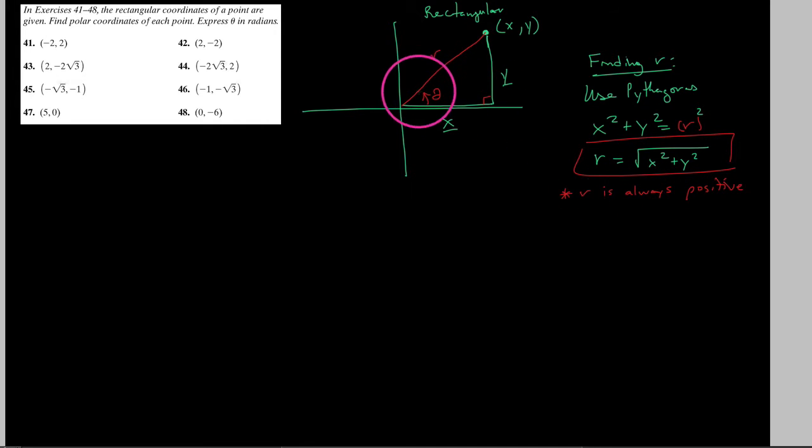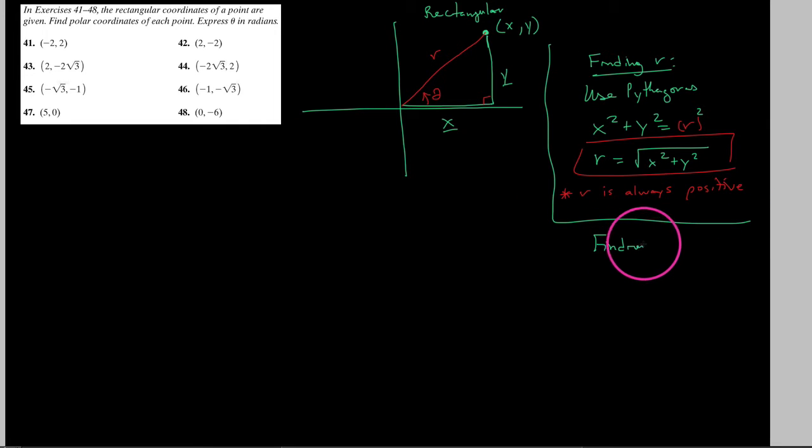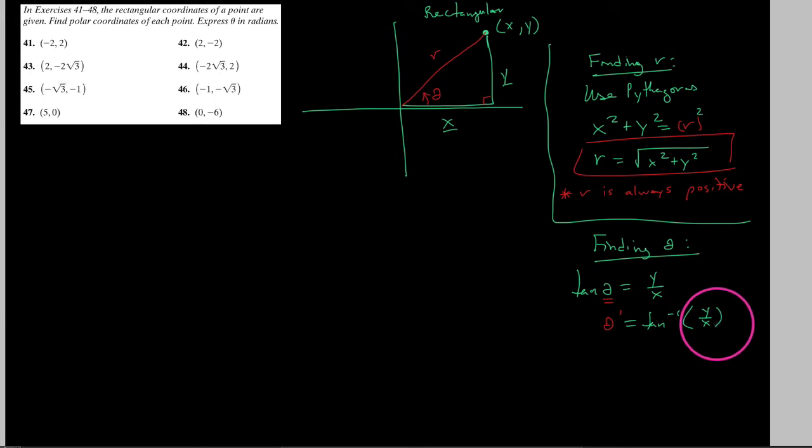Now, finding the direction angle is a little different, because we have to relate the sides of our right triangle that we know, the x and y parts, to this angle. To find theta, if I know x and y, I set up the tangent ratio. The tangent of this angle is opposite over adjacent, or y over x. Because we know y and x and we don't know theta, we can work backwards by taking tangent inverse of both sides. So theta prime is tan inverse of y over x.